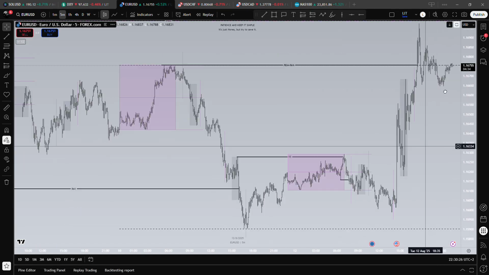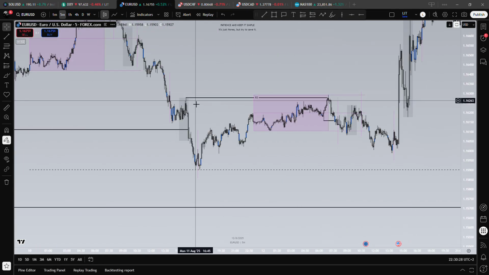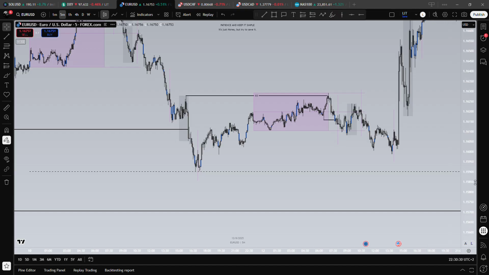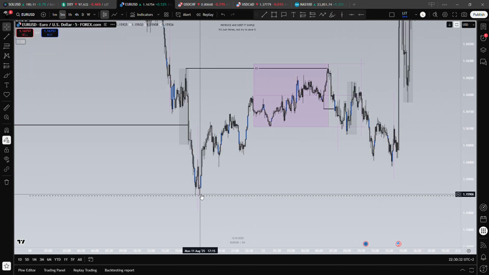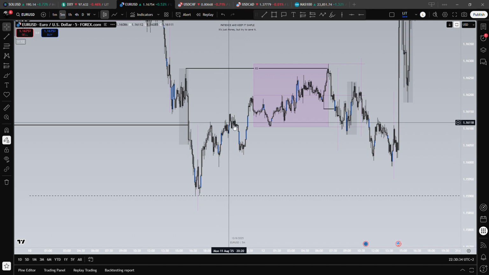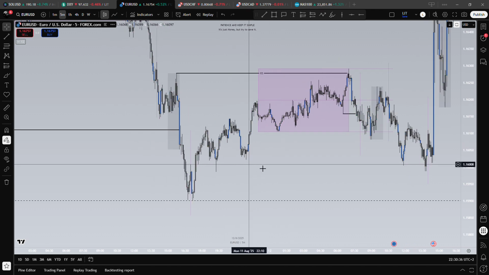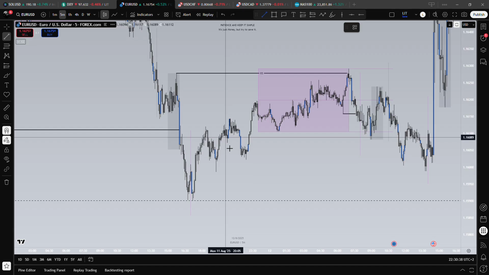So today it went here, it took this relevant liquidity to the left, and here we have this relevant liquidity here.